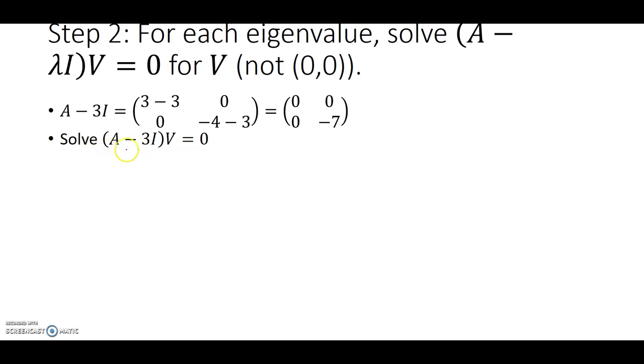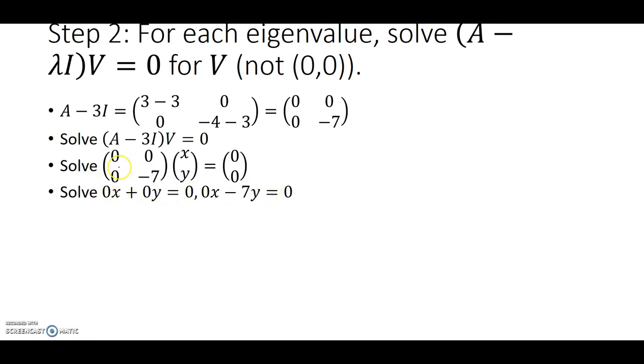Anyway, now we need to solve (A minus 3I) times v equals 0. That means this, A minus 3I, times v, which contains our two variables x and y and is going to be our eigenvector, equals 0, 0. We write that in scalar form. The first row reads 0x plus 0y equals 0, and the second row reads 0x minus 7y equals 0.